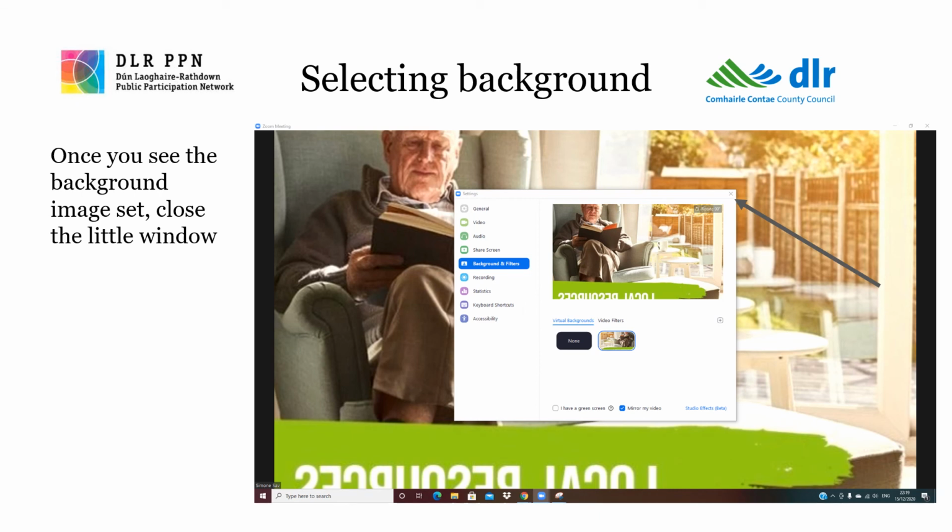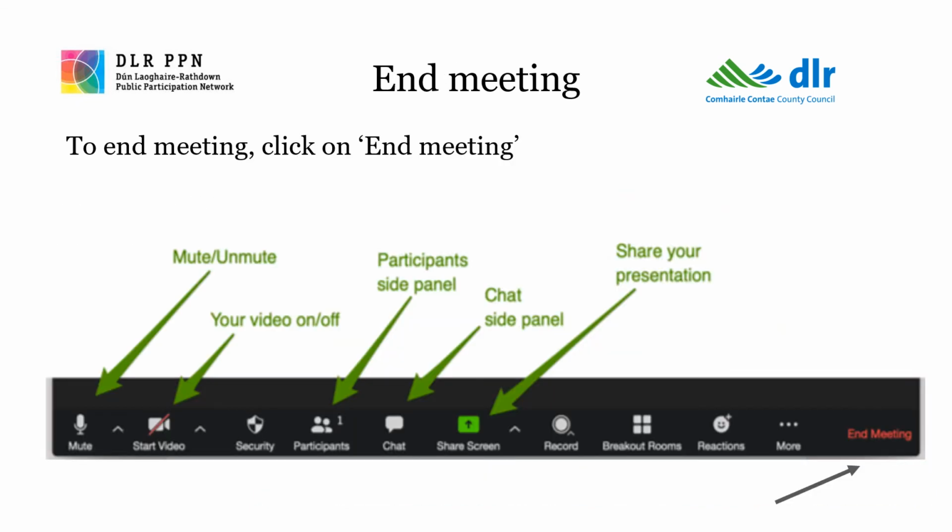Once you see the background on the bigger screen, you can actually see it twice there. That means that your background is set for the meeting. So everybody else will see the background. So what you do is you simply close the little window by clicking on the X on the right hand side.